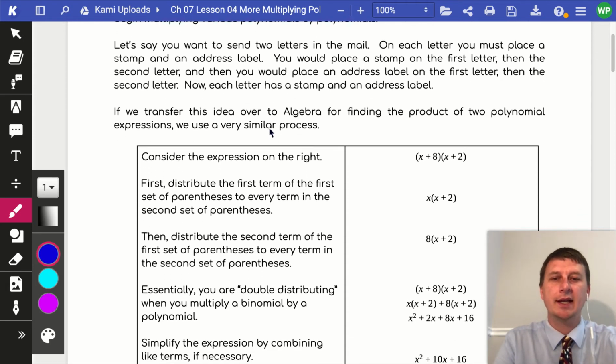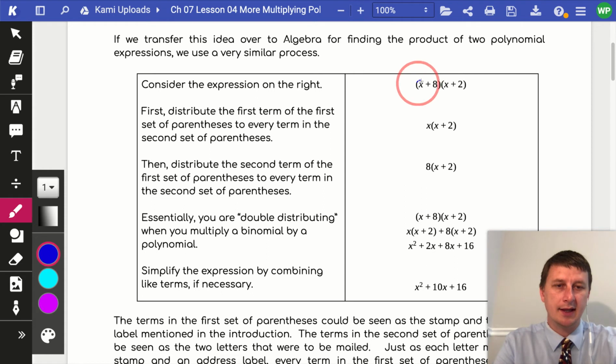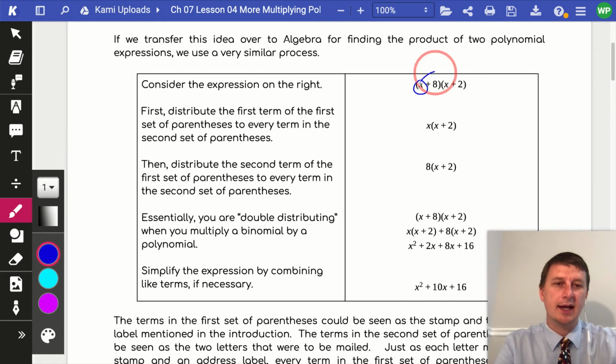So if we transfer this idea over to algebra for finding the product of 2 polynomial expressions, we use a very similar process. Consider the expression on the right. So we have x plus 8 times x plus 2. So the first thing we're going to do is distribute the first term of the first set of parentheses, which in this case is an x, to every term in the second set of parentheses. So we're distributing that x to the x and the plus 2. And that's why it says x times x plus 2.